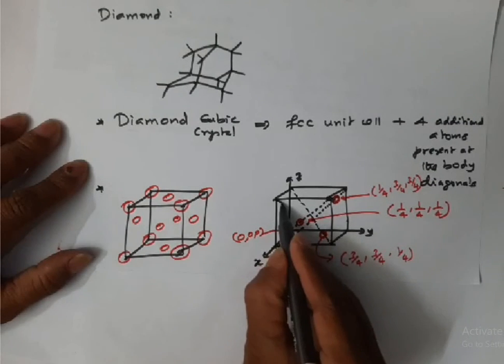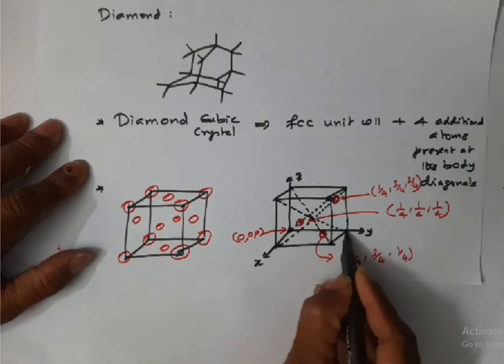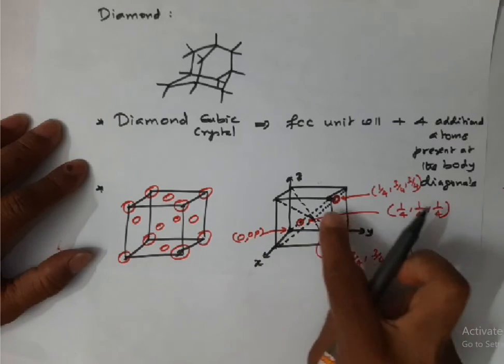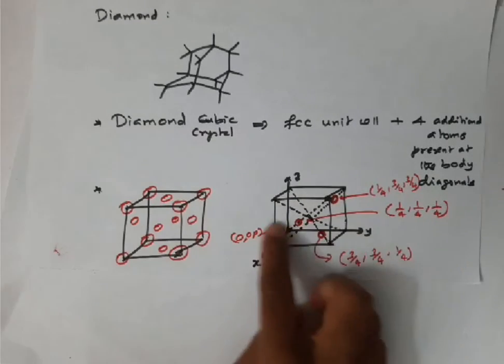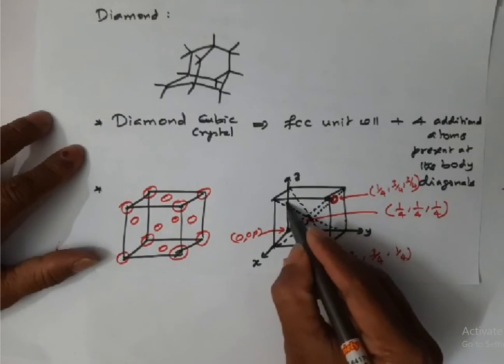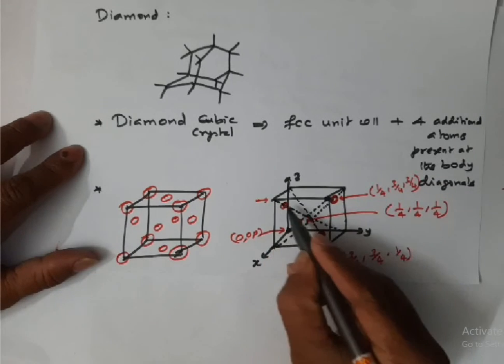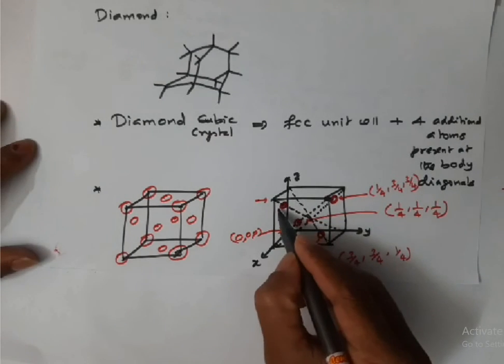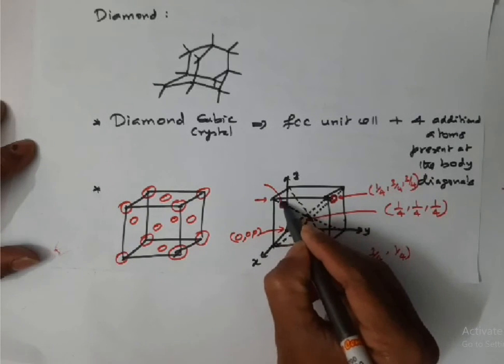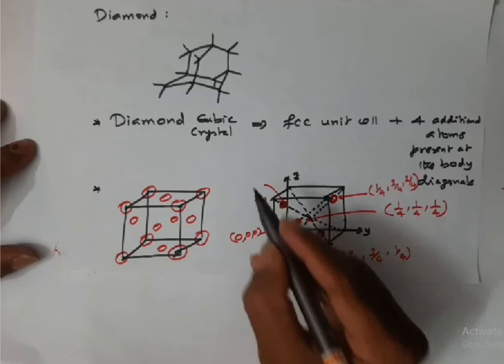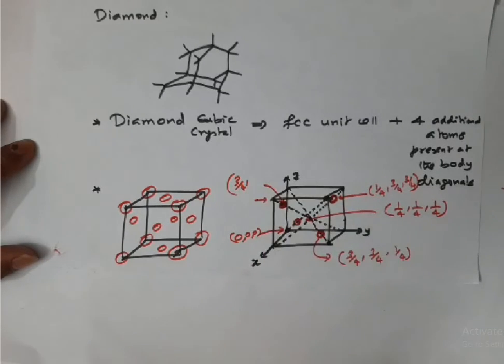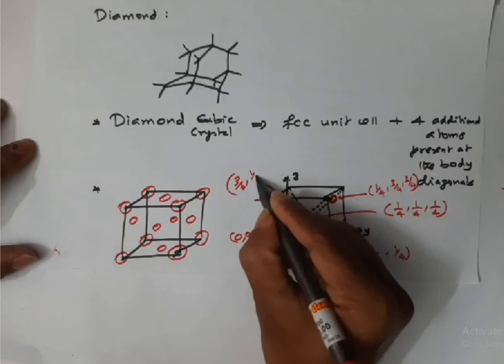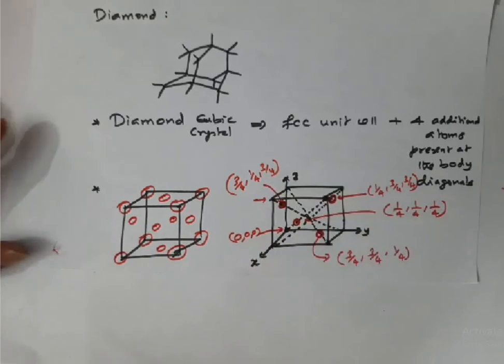This body diagonal. You know very well a cube has 4 body diagonals. So these are the 4, and in the last one I'll place the carbon atom near this corner. This is the 4th atom. And what is the position of that atom in the unit cell? The position of this atom in the unit cell is X value 3 by 4, Y value is 1 by 4 and Z value 3 by 4. That is the position of the 4th atom.